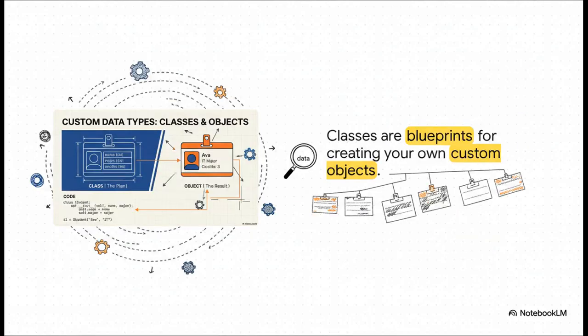Now let's take that one step further. What if you want to bundle not just the skills, but the data with the skills all together? That's what a class is. And this slide has the perfect analogy. The class is the blueprint for a student ID. The object is the actual physical ID card you create from that plan, with specific data filled in, like a name and a major. You've essentially created your own custom data type.